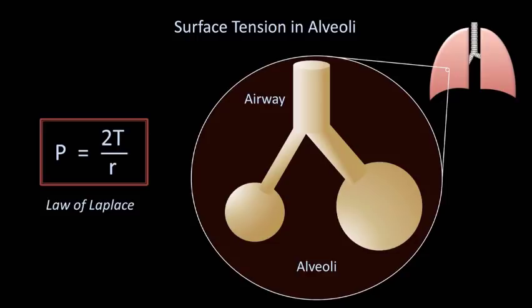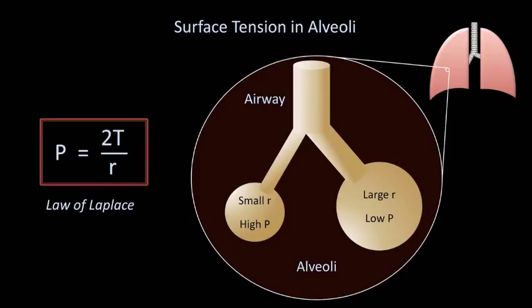So how is the law of Laplace applicable here? First, the lungs are a very moist place, and the insides of the alveoli are coated with water. Some alveoli may start off larger than others. Since the surface tension of water is independent of the size of the alveoli, based on the law of Laplace, a large radius results in a relatively low pressure, while a small radius results in a relatively high pressure.